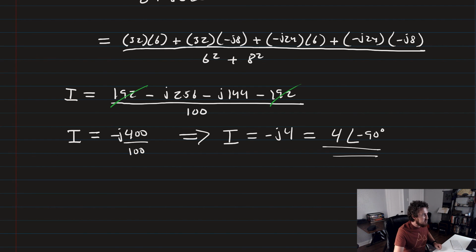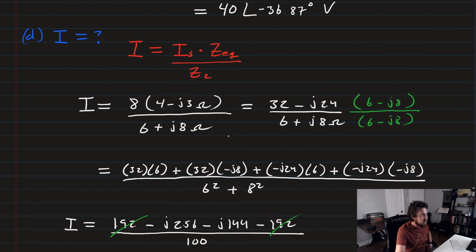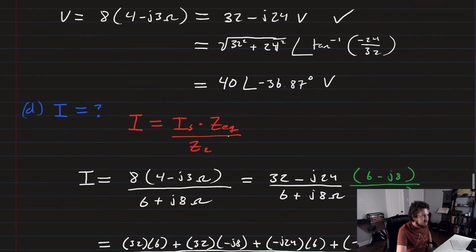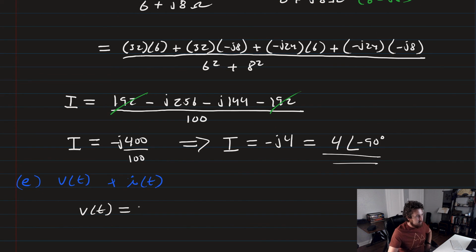The last thing we need to do, part E, wants us to find our steady state v(t) and i(t), which we can do really easily because we have the phasors. So we know that v(t) is going to be equal to, what was our phasor for V? 40 at negative 36.87 volts. So that's going to be 40 times the cosine. Remember our omega was 200,000 radians per second, so 200,000t minus 36.87 degrees, and that's in volts.